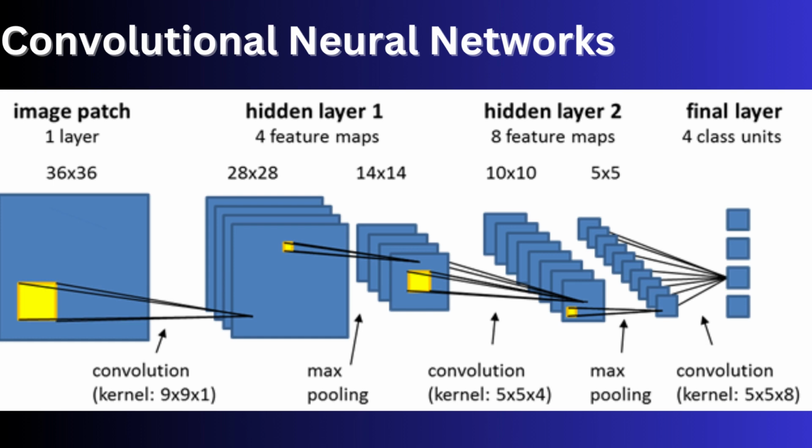CNNs also typically include one or more fully connected layers at the end of the network, which use the features extracted by the convolutional and pooling layers to make predictions about the input image. These layers are similar to those found in traditional neural networks and can be trained using backpropagation.